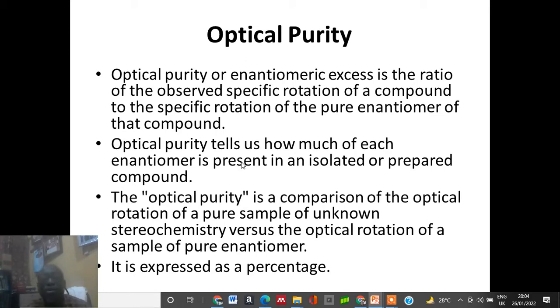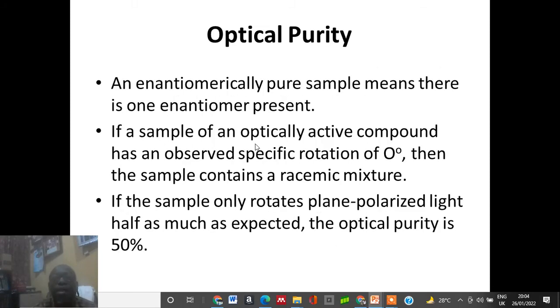From optical purity, we can determine how much of an enantiomer is present in a sample. Optical purity is a comparison of the optical rotation of a sample of unknown stereochemistry versus the optical rotation of a sample of pure enantiomer. Most of the time, optical purity is expressed as a percentage. An enantiomerically pure sample means there is one enantiomer present.